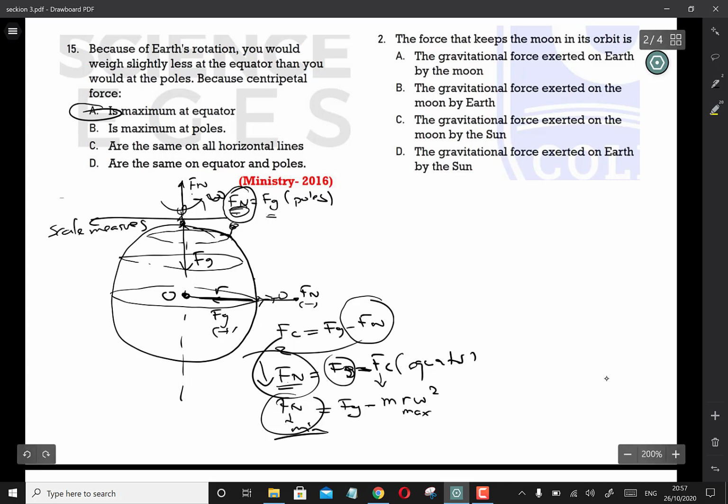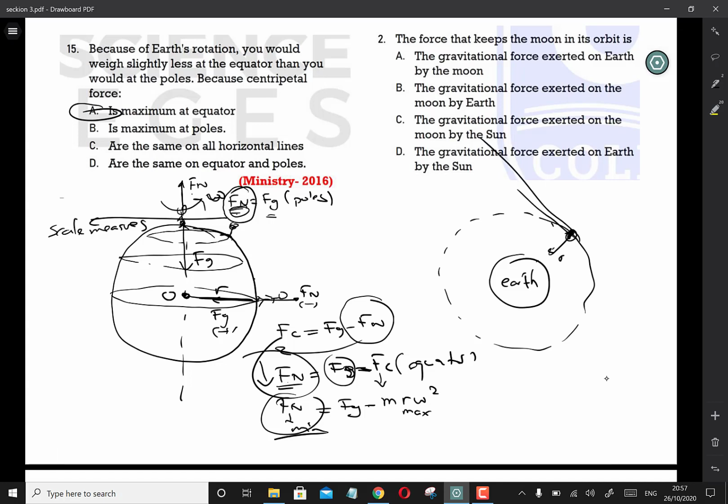Question number 2. The force that keeps the moon in its orbit is gravitational force, of course. This is Earth, and the moon is following a circular path. If there is no gravitational force between Earth and the moon, the moon will follow a straight line path, just as every object does because of inertia. But gravitational force between the Earth and moon keeps the moon on the circular path. That gravitational force is the centripetal force.